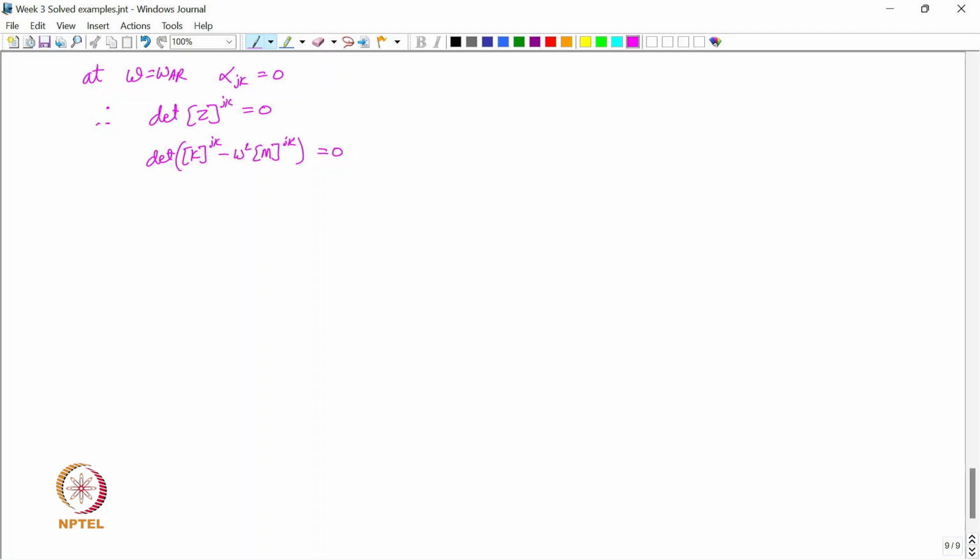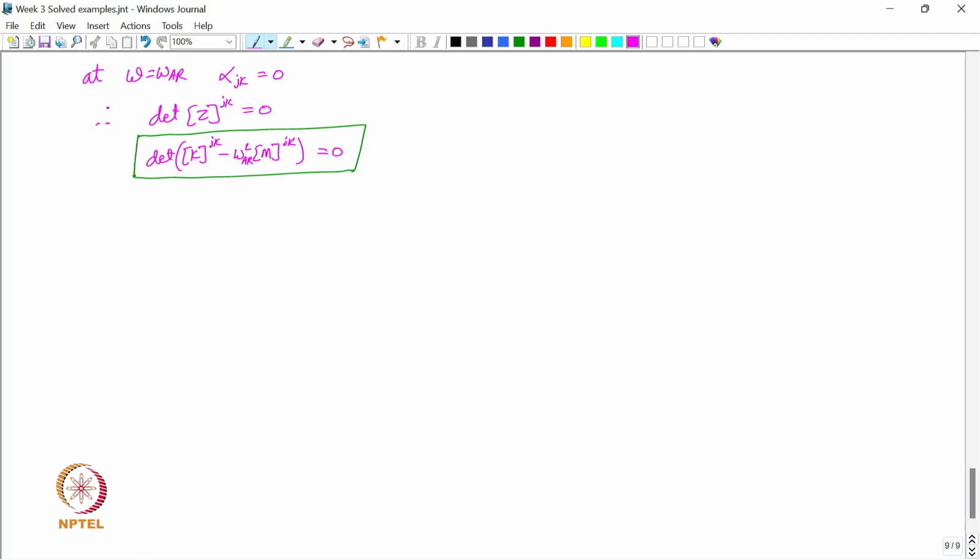So, that basically is the important expression we get, and remember here omega is actually omega AR. So, it is not a bad idea to put subscript AR here, correct. So, determinant of KJK minus omega AR square into MJK must be equal to 0 at antiresonance frequencies, correct.